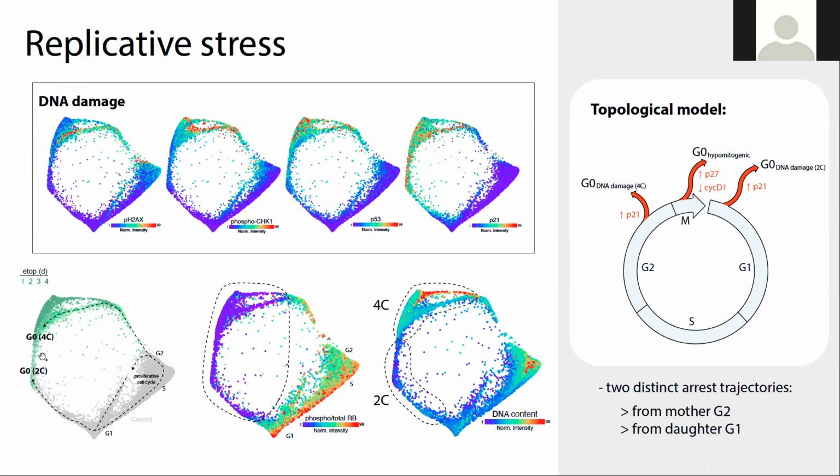We also see a lot of overlap between this 2C arrested state and the spontaneously arrested state that we observe in control cells, which, remember, is also driven by an increase in P21, suggesting that this spontaneous arrest state is likely related to the acquisition of mild natural replication stress in control cells.